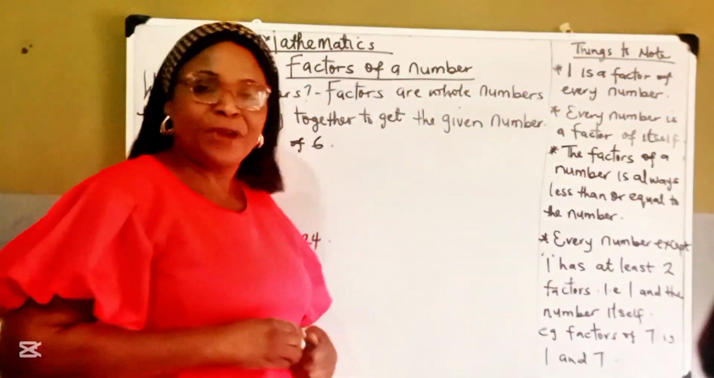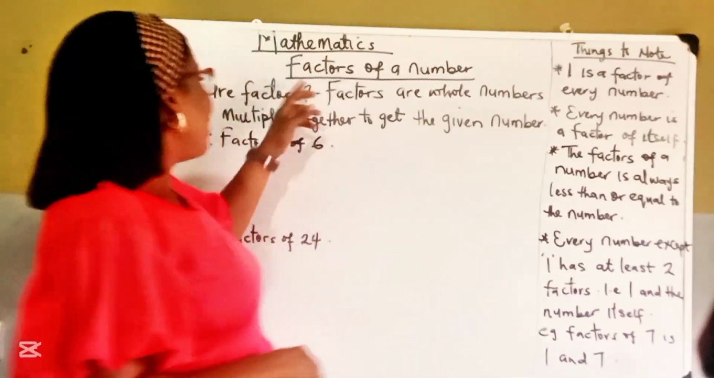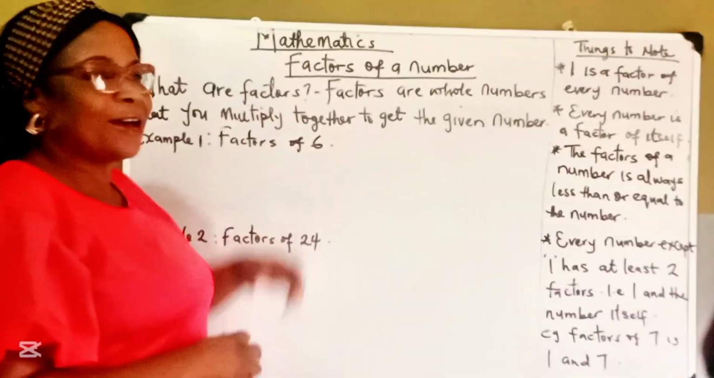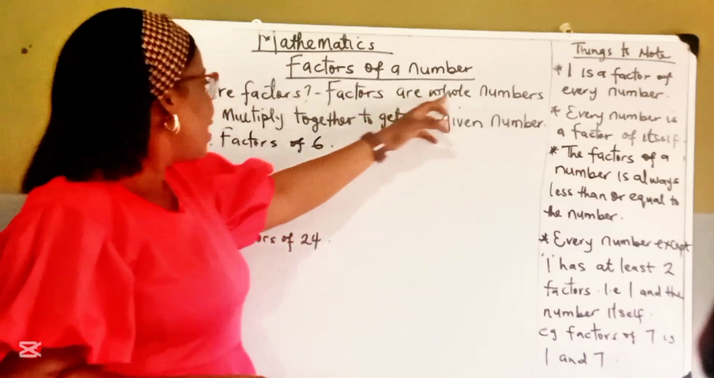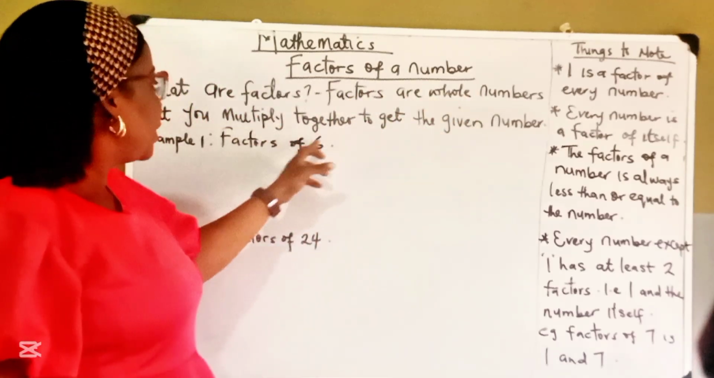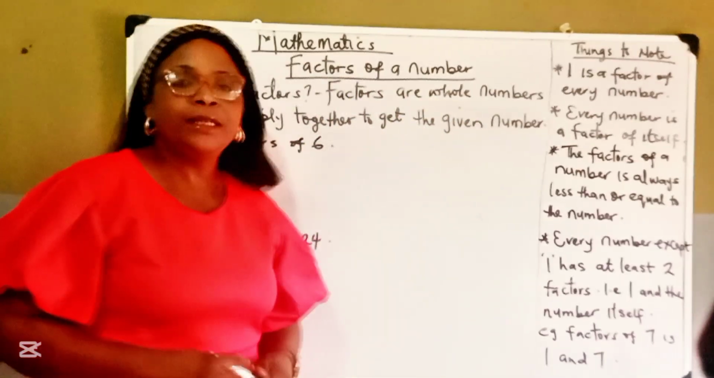Today we are going to look at a very interesting topic, factors of a number. What are factors? Factors are whole numbers that you multiply together to get the given number.